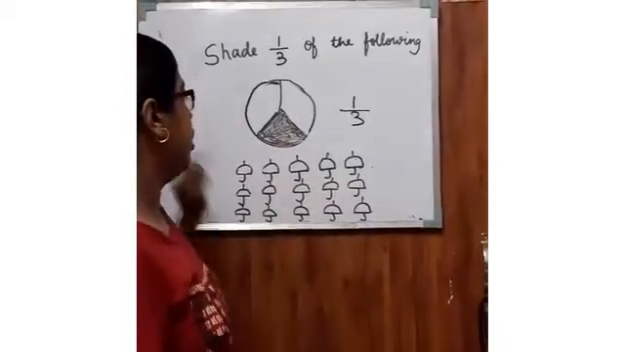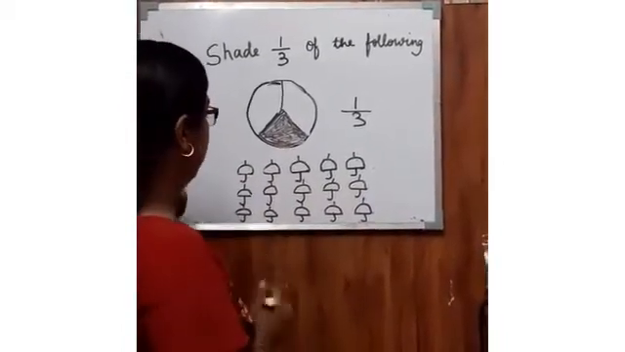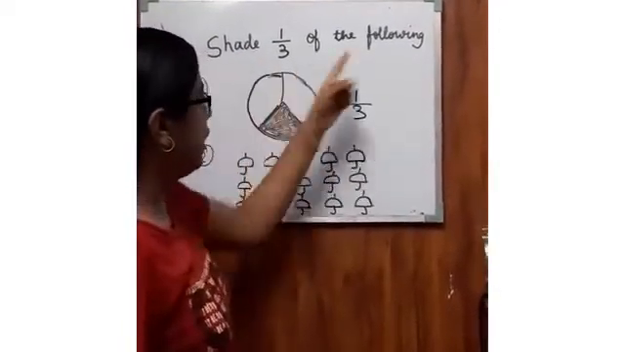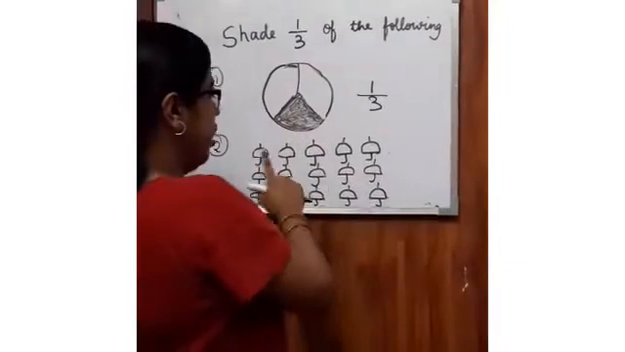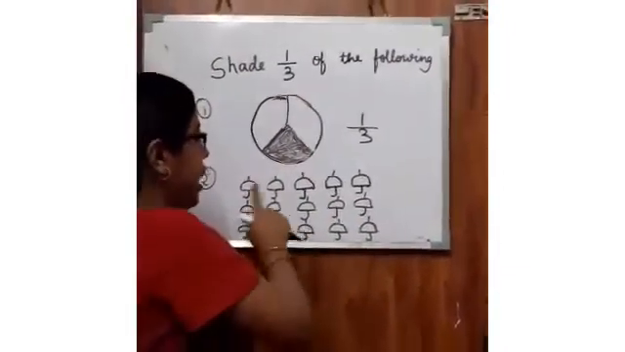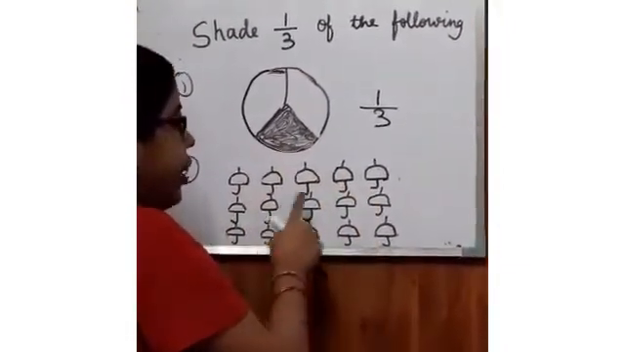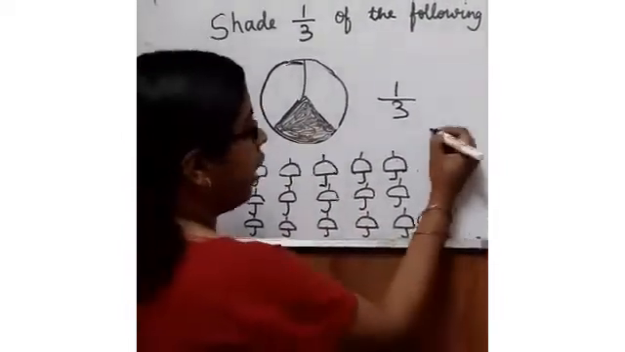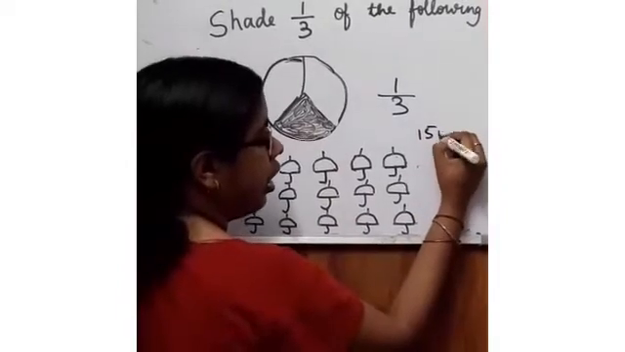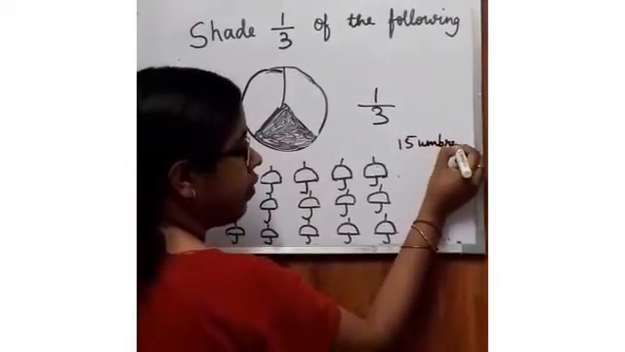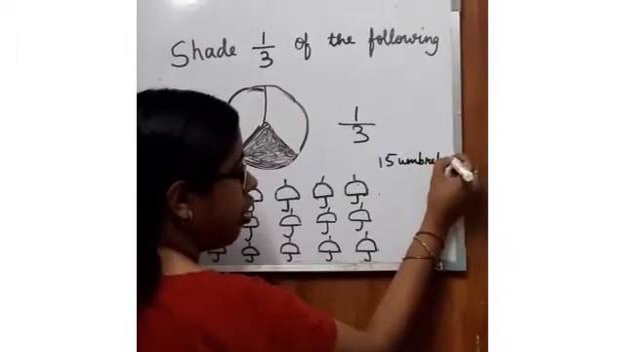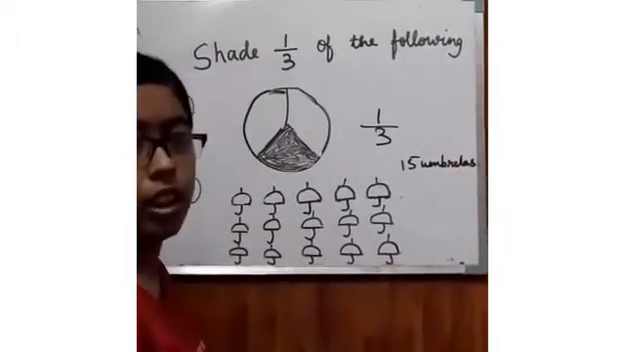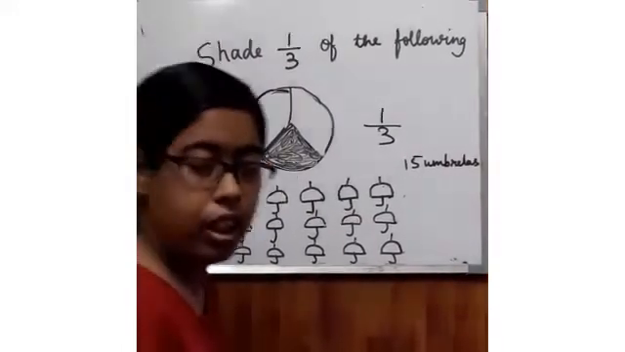Now next, question number 2. 1/3 of the following. See, there are 15 umbrellas. 1, 2, 3, 4, 5, 6, 7, 8, 9, 10, 11, 12, 13, 14, 15. How many umbrellas are there? 15 umbrellas. And how many umbrellas do we have to take? 1/3.